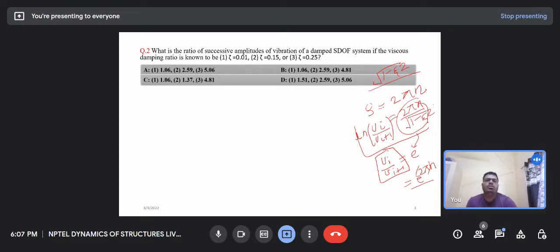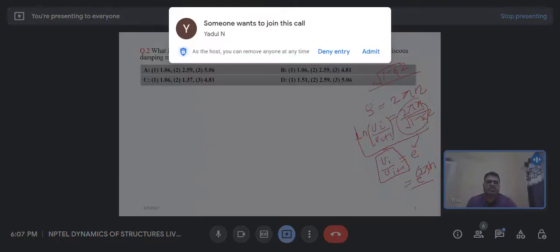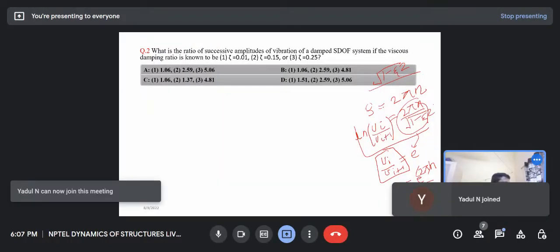There is no issue, there is not much significant difference. But if the damping is greater than 20%, then you will see how much the difference is. Option B is correct. Okay, from your side one student says option B. Anyone?